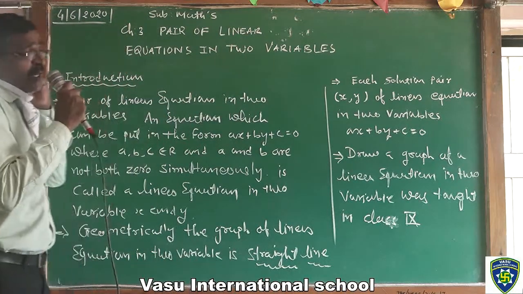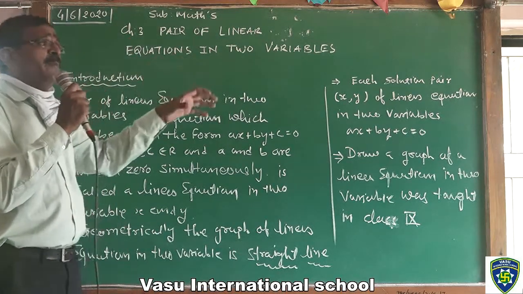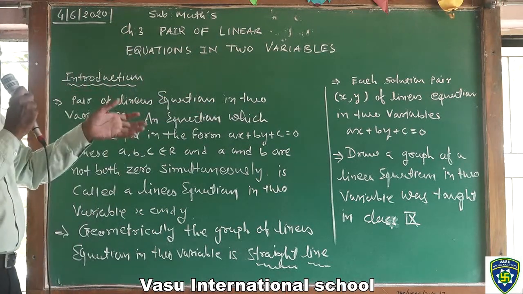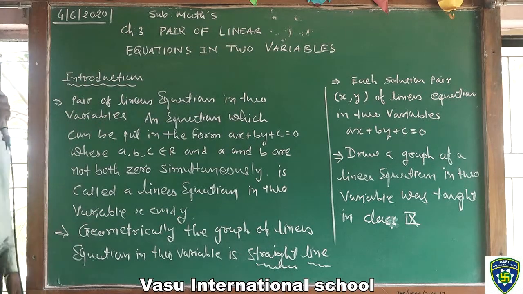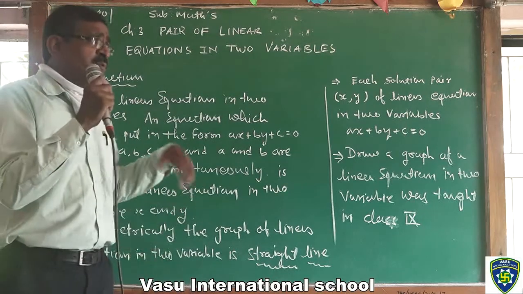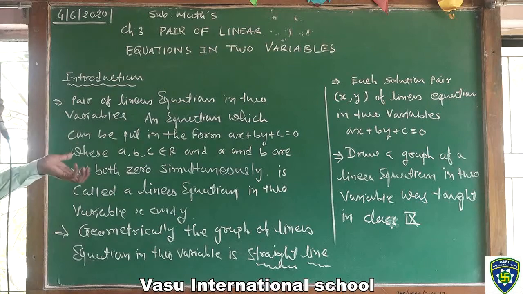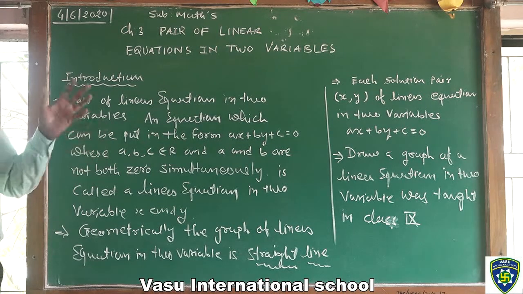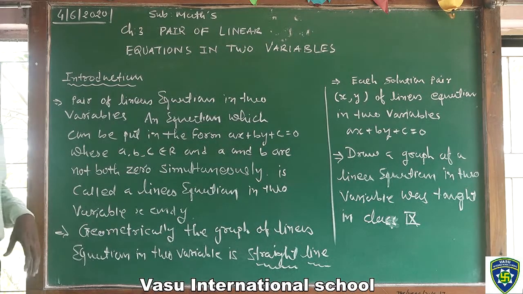Now in standard 10, we study different types of solutions of linear equations in two variables: the graphical method, cross multiplication method, elimination method, and substitution method. Four different methods we study here. Clear? Okay.